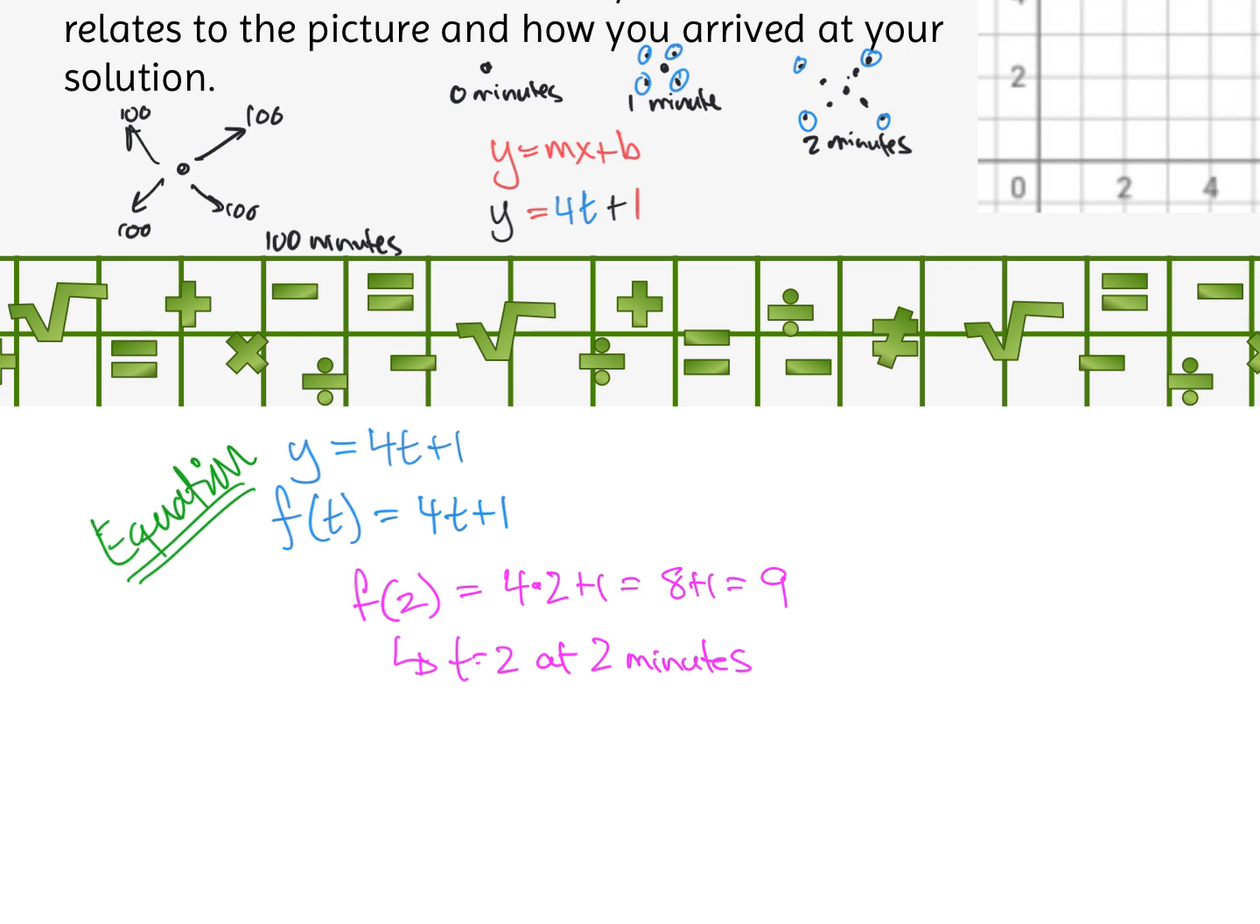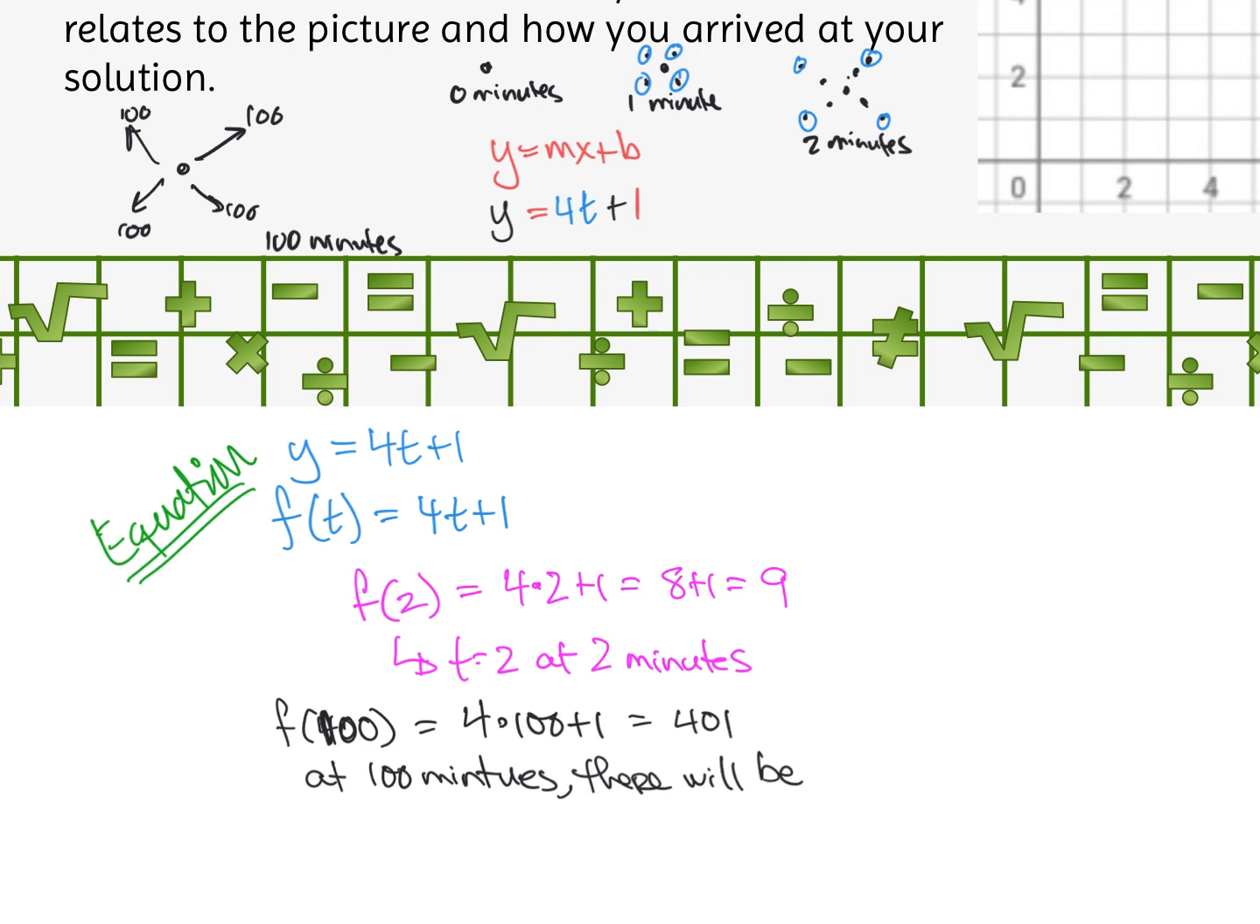So let's try this with the 100, because we talked about the 100, how many we would have if I did f of 100 minutes, right? So at 100 minutes, okay, we can put it in there. We're going to say 4 times 100 plus 1. Put it in the calculator, press enter. We have 401. So we can say there will be 401 dots.